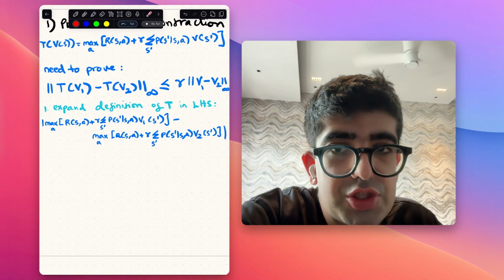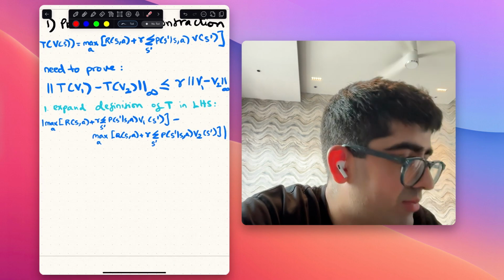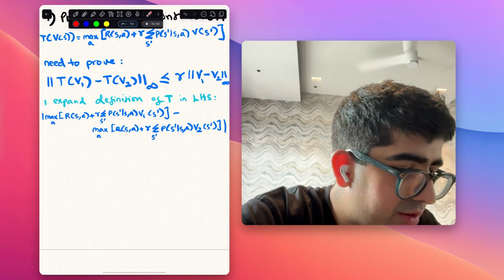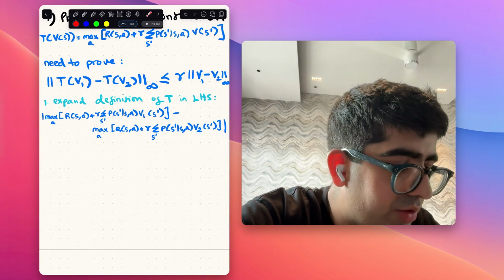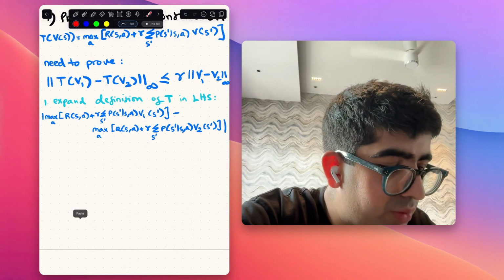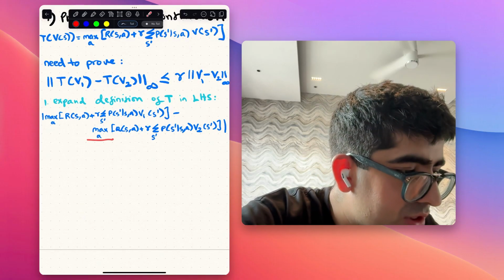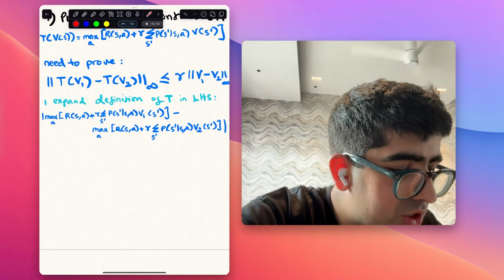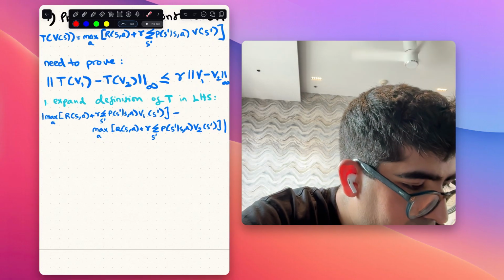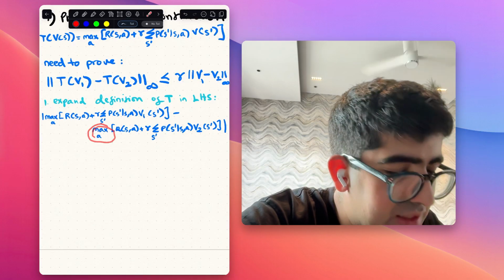So once we have this expression, the thing that we can start off with in terms of the simplification would be to deal with these max over actions. So let's try to see how we can actually take this outside.